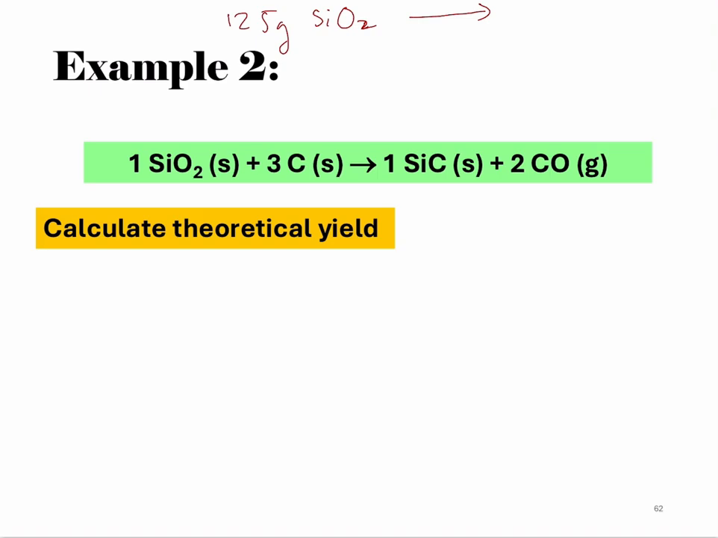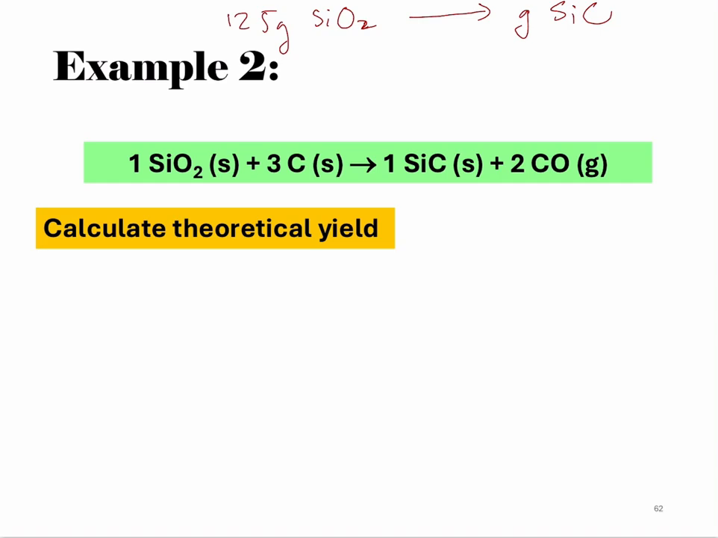SiC, silicon carbide, right? And what units of silicon carbide do we need? We need grams, right? Because our percent yield is going to be the grams of our actual yield, the grams that was given to us, over the grams of our theoretical max that we can make. So we need the grams of silicon carbide.